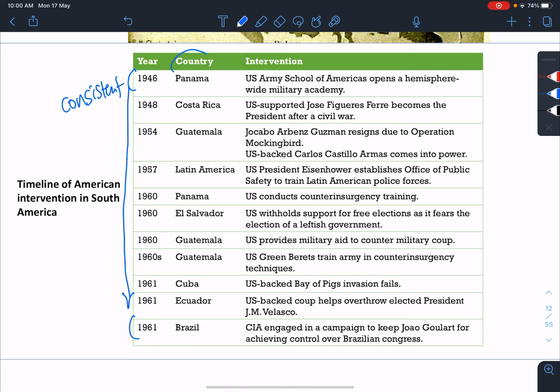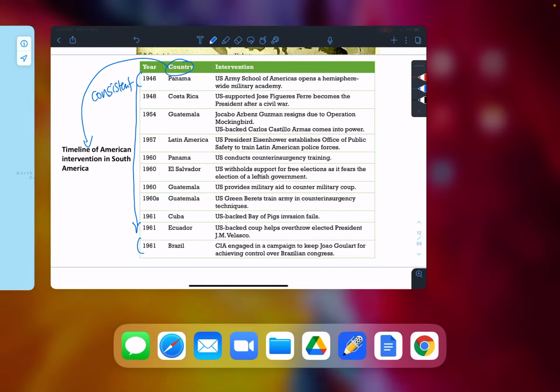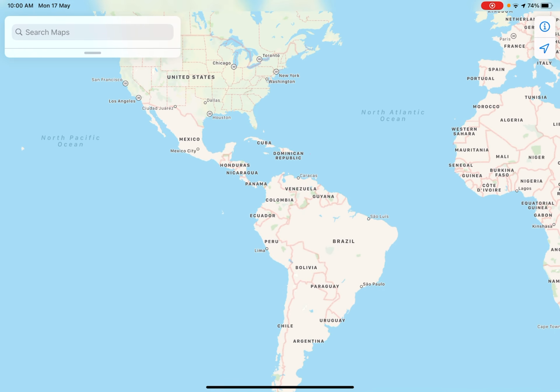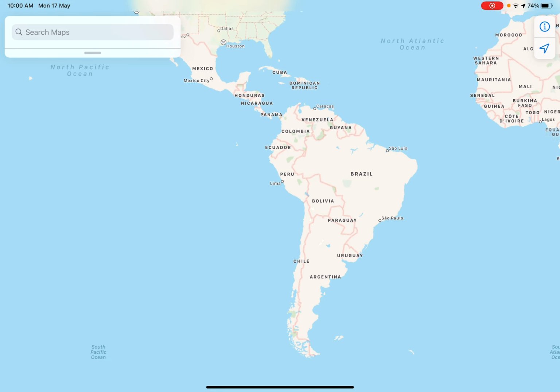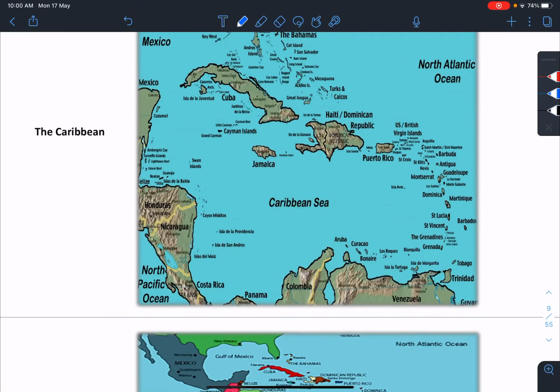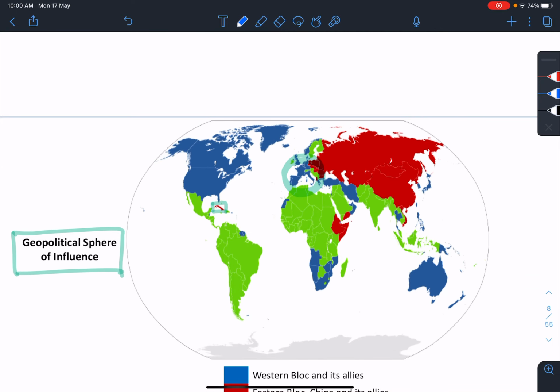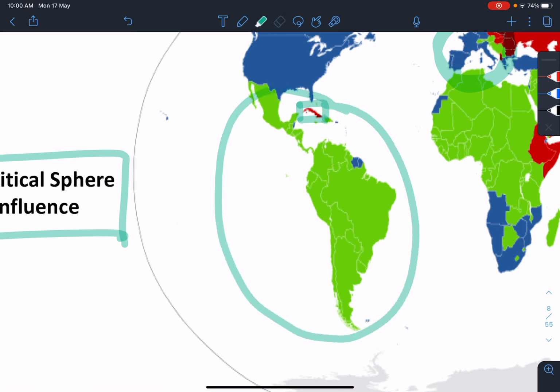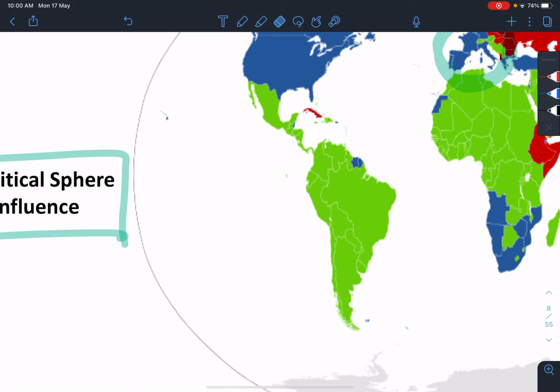Okay. The countries are all in South America. What does it suggest? If you look back at the map, these are all the South American countries. You can imagine that the USA is very interested in protecting its influence. Okay, we look back at this map here. Imagine if this whole area were to turn communist. That would not be good for the USA. That is why they are invested in keeping it under control.